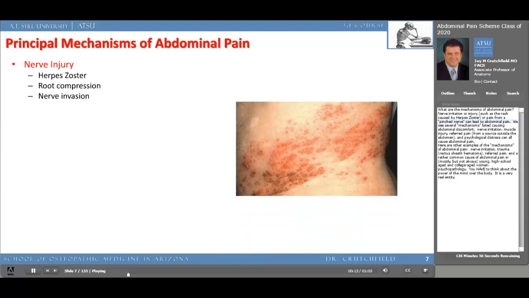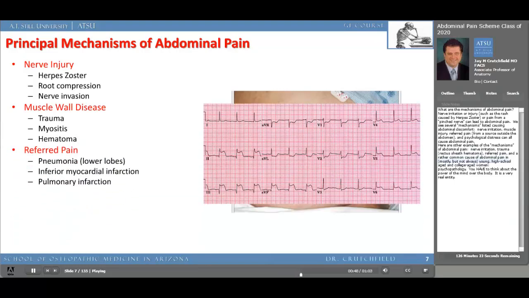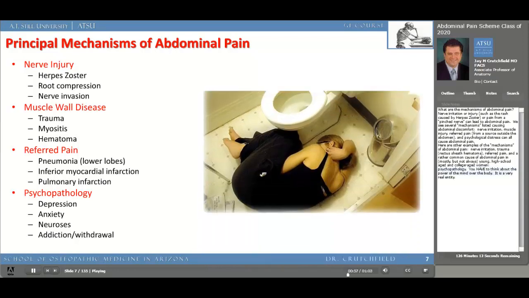We see several mechanisms listed causing abdominal discomfort. Nerve irritation, muscle injury, referred pain, i.e. from a source outside the abdomen, and psychological distress. All of these can cause a very real abdominal discomfort, necessitating being seen in an emergency room. But here are other examples of the mechanisms of abdominal pain. Nerve irritation, trauma, like a rectus sheath hematoma, referred pain, and a rather common cause of abdominal pain, mostly but not always in young, high school age or college aged women, psychopathology. You have to think about the power of the mind over the body. It is a very real entity.